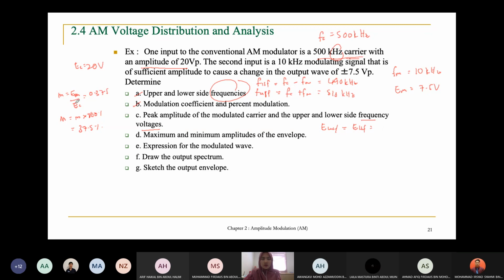Because you have the M and you have the EC, you can use the formula MEC over 2. So MEC over 2: this is 0.375 multiplied by 20 divided by 2. So you will get 3.75.